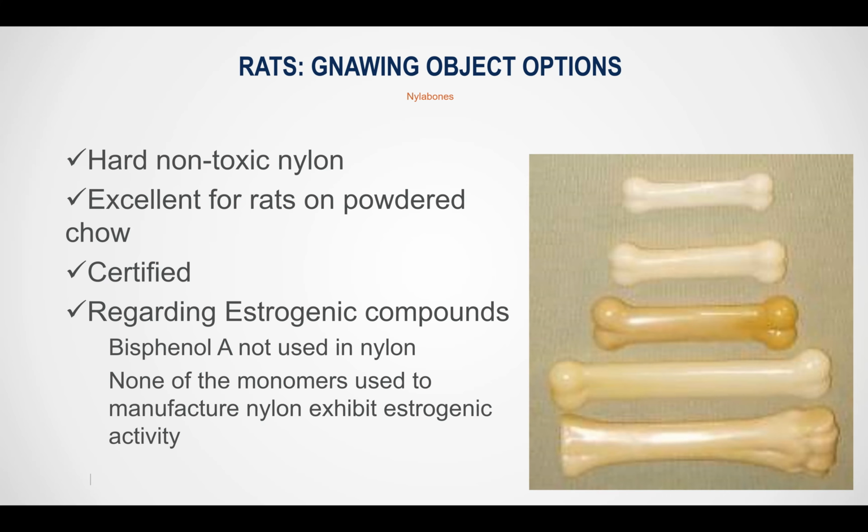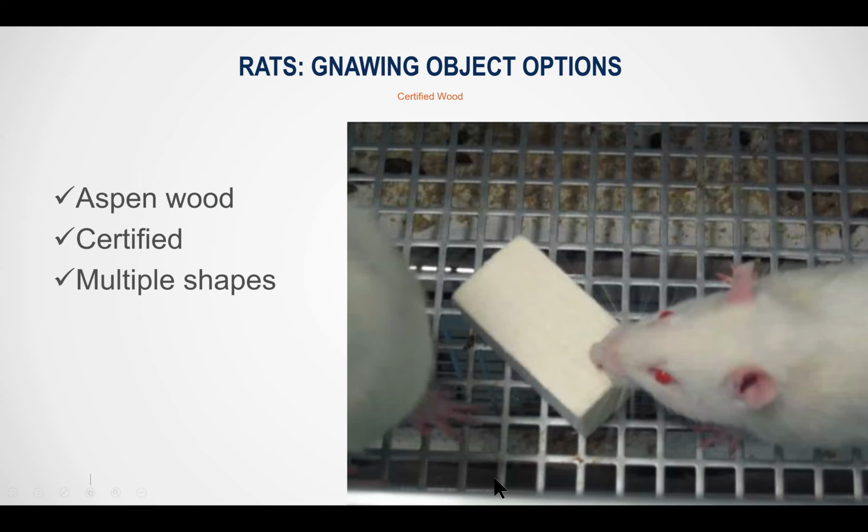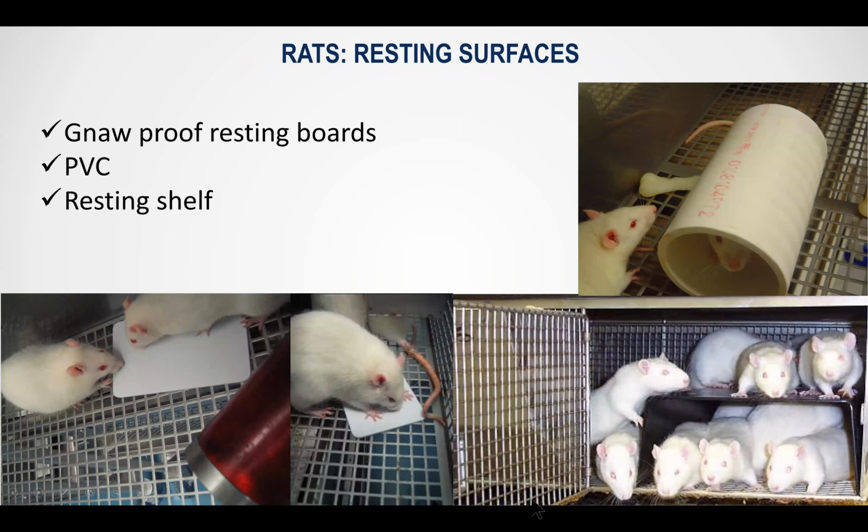Certified, the type of things that are put into that environment, again, must be certified if it's for a good lab practices study. And as we mentioned, BPA is something that we worry about. We don't want anything that's estrogenic or any other type of compounds that could interfere with the study or affect the health of the animal. Gnawing objects, aspen wood blocks are something that work really well. They can be certified and they can be provided in several shapes.